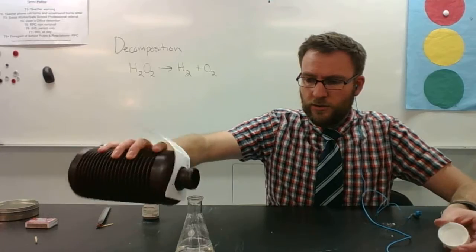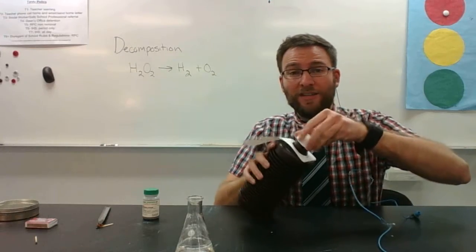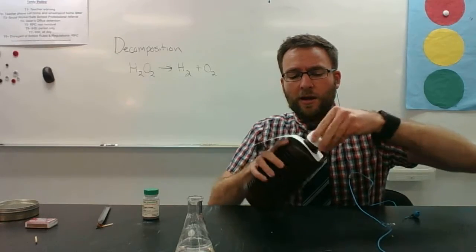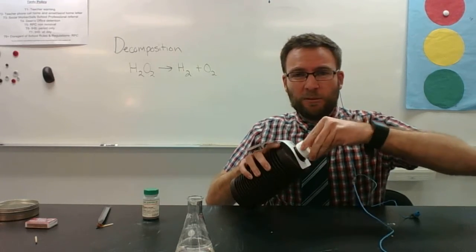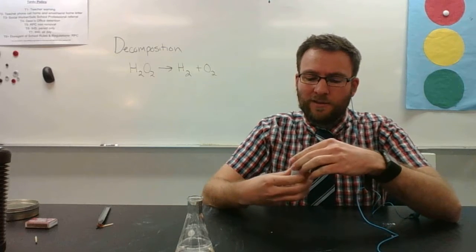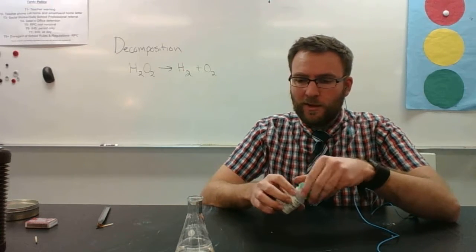Okay? So I'm going to go ahead and add something called a catalyst. A catalyst is an item in a reaction that just speeds up the reaction, but it's actually not even used in the reaction. So I have some manganese dioxide. We'll see how this works.